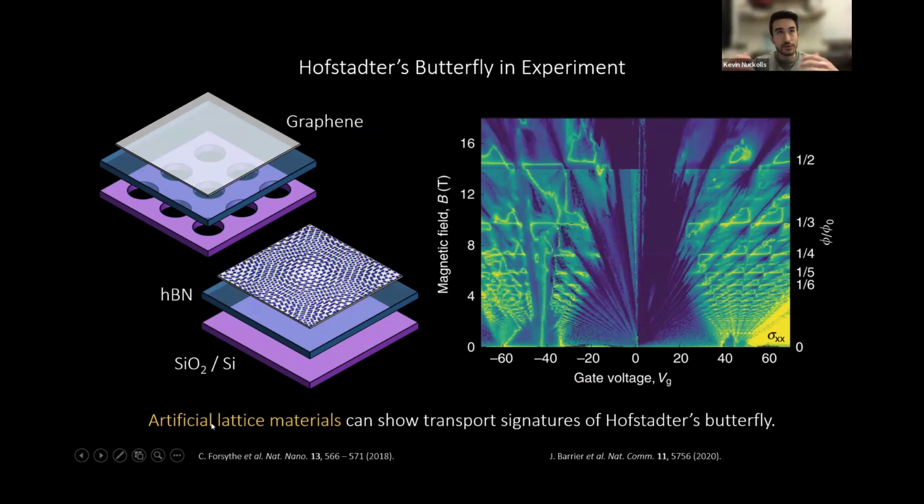These artificial lattice materials are designed to have these very, very long wavelength superlattice potentials that admit clear signatures of Hofstadter's butterfly at laboratory scale magnetic fields. So there are many, many examples of this in the literature, many wonderful experiments, but I was a little surprised to find out that today, in 2025, nearly 50 years since Hofstadter's original calculations, we still have never visualized Hofstadter's fractal energy spectrum directly.